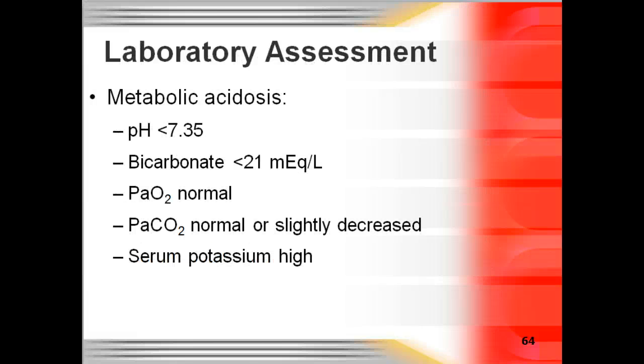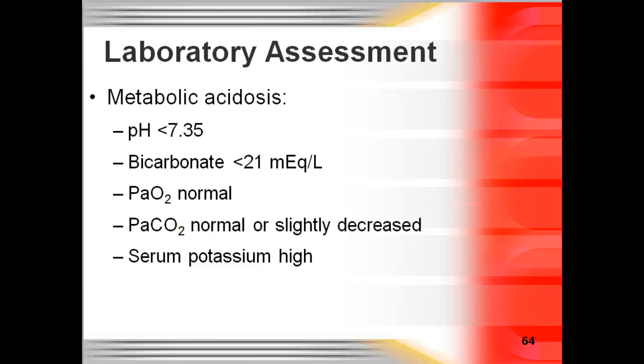Okay, laboratory assessment. When you have metabolic acidosis, the pH is usually less than 7.35. The bicarbonate is less than 21. The PaO2 is normal, and the PaCO2 is normal or slightly decreased. Serum potassium is high. This is how your labs will look. You can see the pH is lower than 7.35.